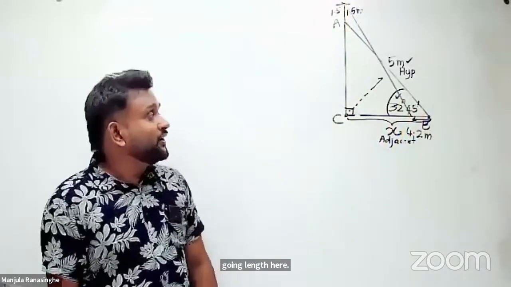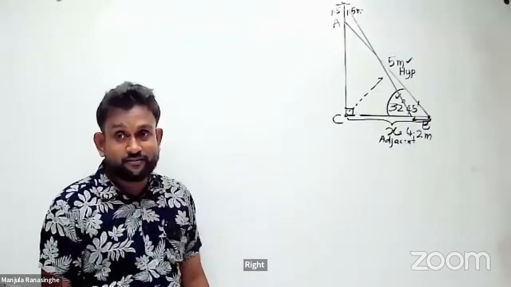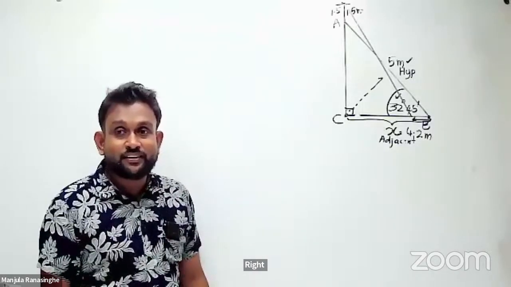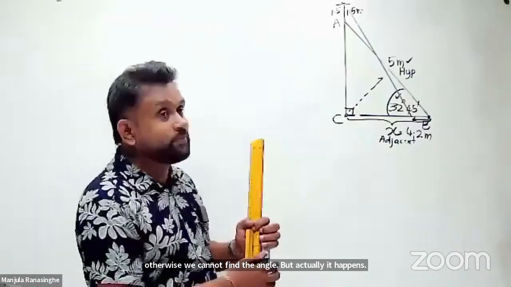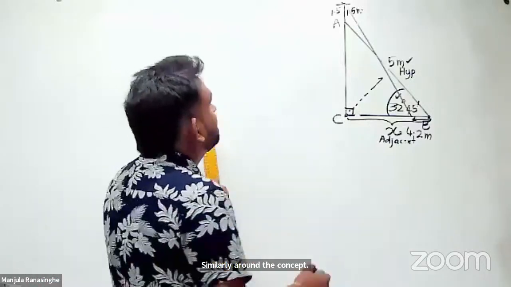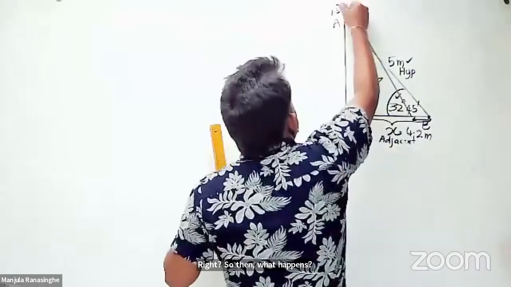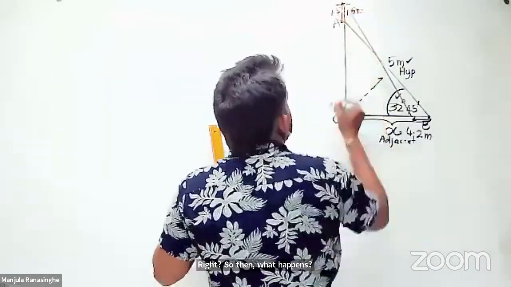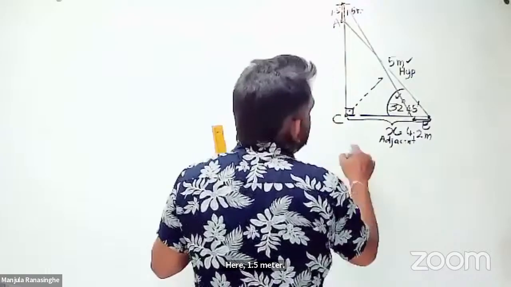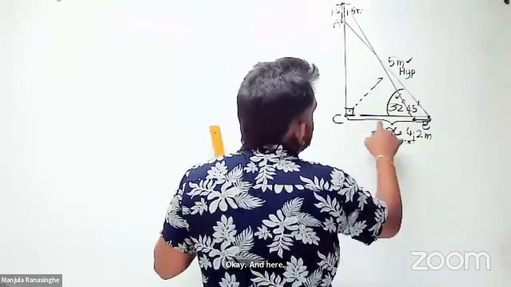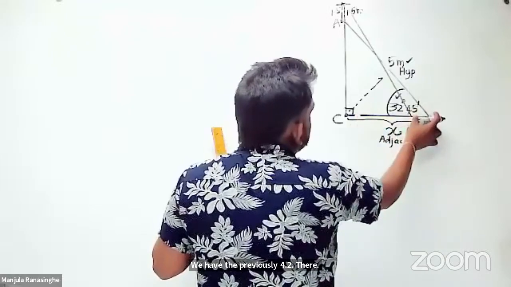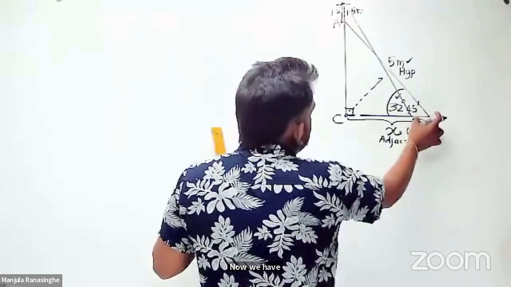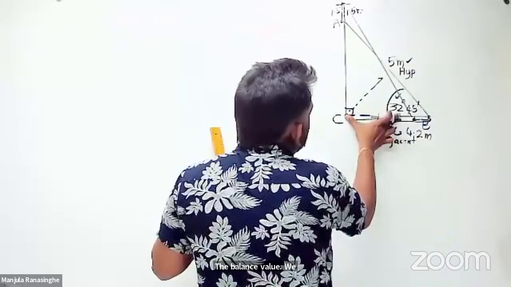Otherwise, we cannot find the angle. But actually, it happens, right? Similarly, they're on the concept, right? So then what happened? Here 1.5 meter they are, and here we have the previously 4.2 there. Now we have the balance value. We can subtract 1.5 and we can find this length.